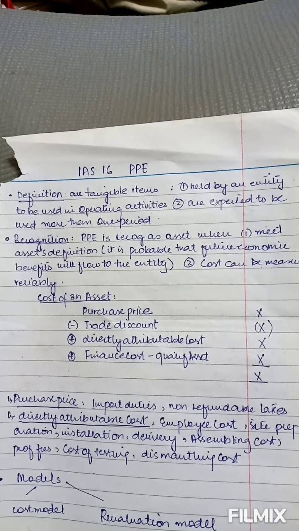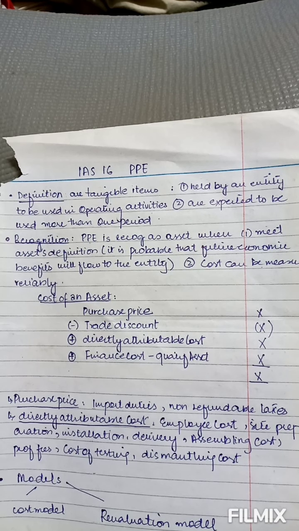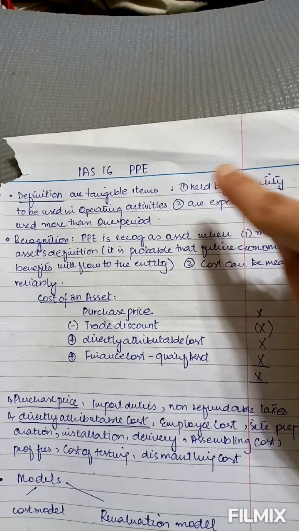Everyone, today we are going to review the very basic and very old standard, IAS 16, Property, Plant and Equipment. I have written it in short form. Beginning with the definition, I have broken down the definition into two parts, 1 and 2.